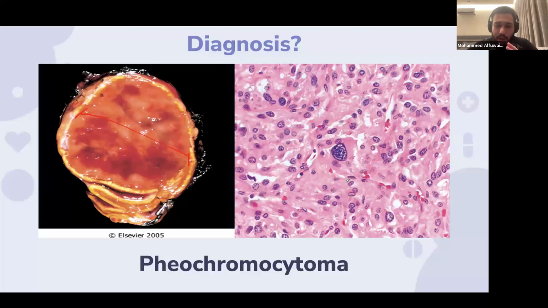Now, histology, you'll see these spindle cells, but very importantly is this thing in the middle. Do you guys know what that thing in the middle is?